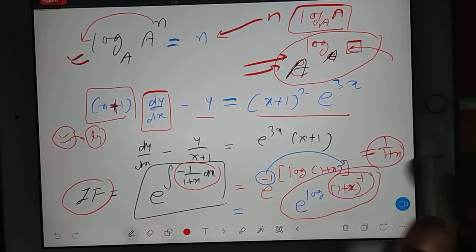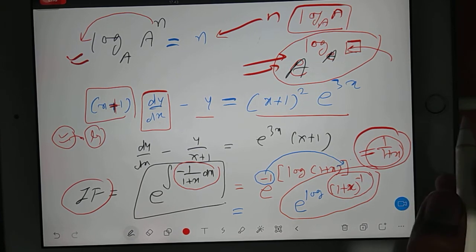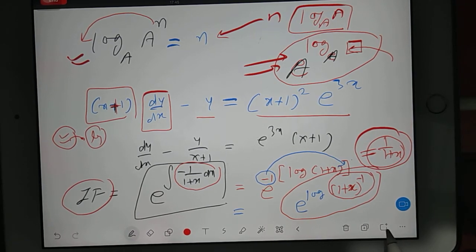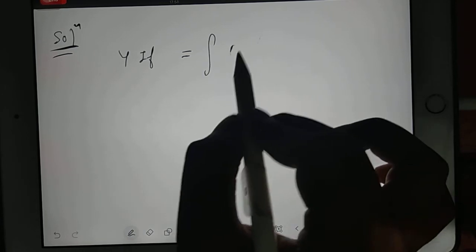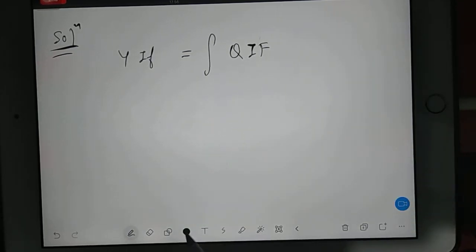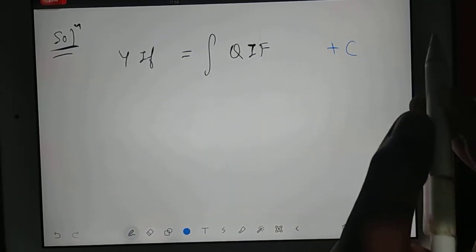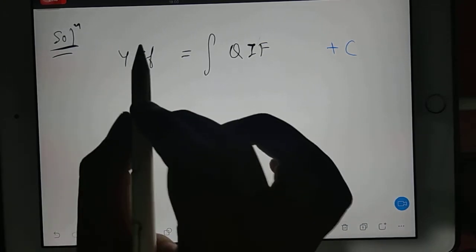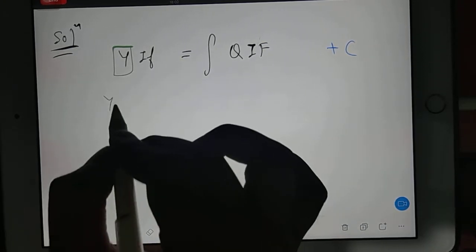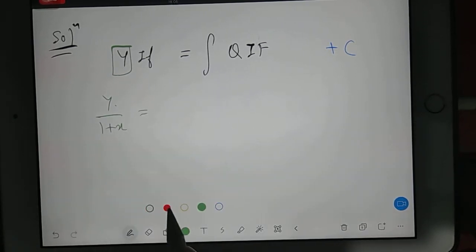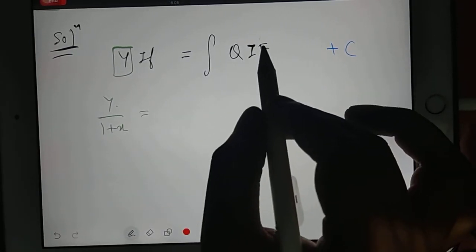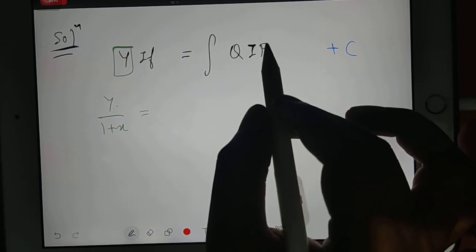That integrating factor you will use: y times I.F. equals integration of q times I.F. Okay, change the page. So what is the solution? Direct solution: y times I.F. is integration of q times I.F., and plus a constant is obviously there. So y is as it is. The I.F. value we have got as 1 by 1 plus x. Only the right side has trouble because still one integration is remaining, that we can sort out easily.